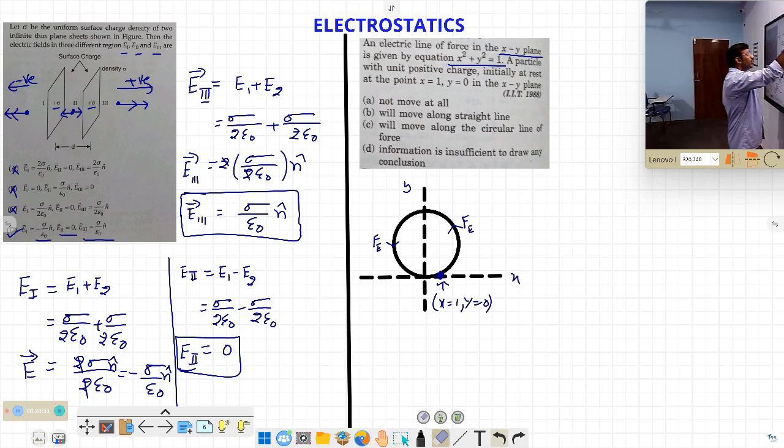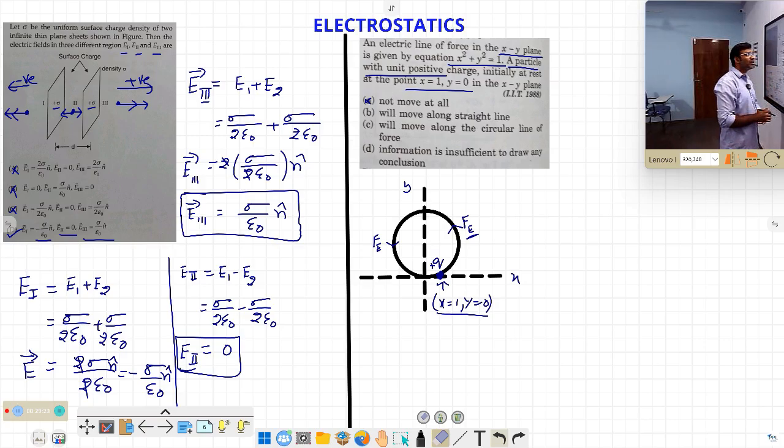Now what is given here? A particle with unit positive charge is initially at rest at the point x equal to 1, y equal to 0. That means here at this point we have taken a positive point charge, at the position x equal to 1, y equal to 0. Then what is the condition in that plane? What happens? Will it not move at all? That means the charge will not move at all. Anyway, the electrostatic force applies a force on the charge, so the charge will anyway move. First condition, so the first option is not correct.